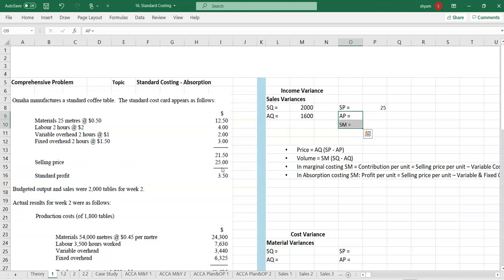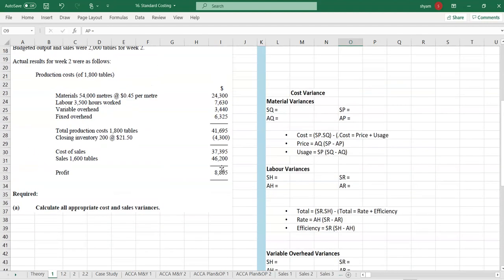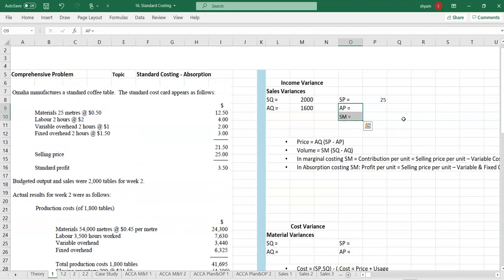At what price did they sell? See, they have sold at this number, 46,200 for 1600 tables. So it's not given directly, so we have to find it out. 46,200 divided by 1600. So the value you get here should be similar to the 25. It should not be way different. See, so their actual price is way higher. Okay, so that's about AP.